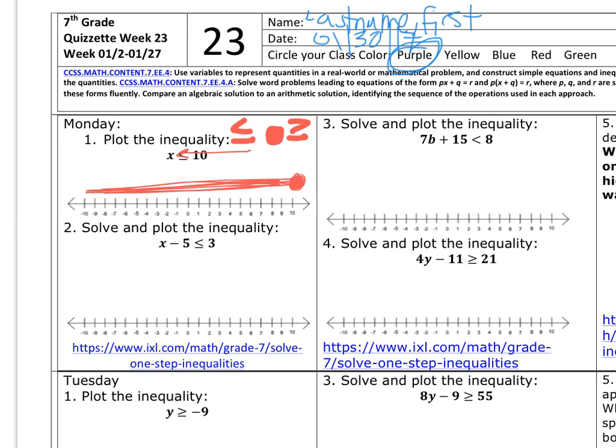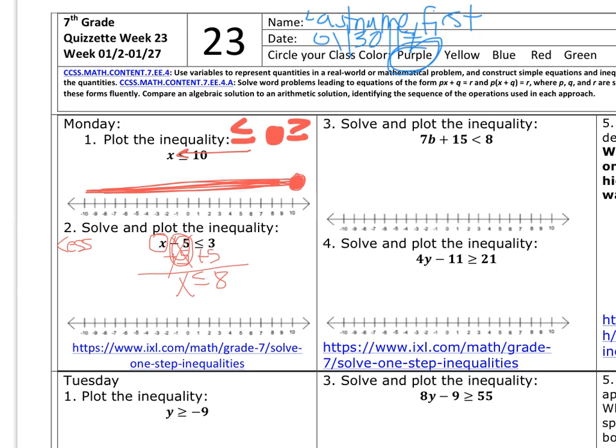Now number 2. Number 2 says x minus 5 is less than or equal to 3. So remember, less than or equal to 3. I'm going to isolate my variable by circling it. I want to do the additive inverse of negative 5, and the additive inverse of negative 5 is positive 5. What I do to one side of the inequality, I have to do to the other side to keep it balanced. Negative 5 plus 5 is just 0, so I can just write x down here. It's less than or equal to 3 plus 5, which is 8.